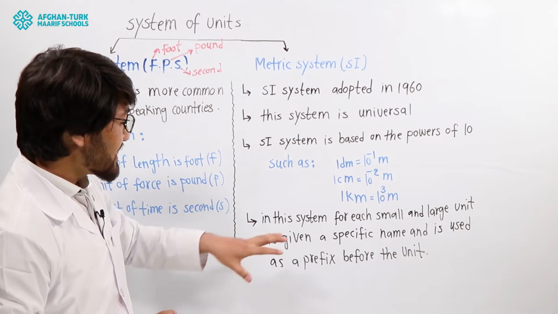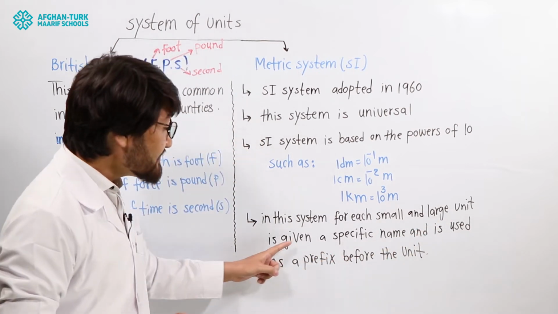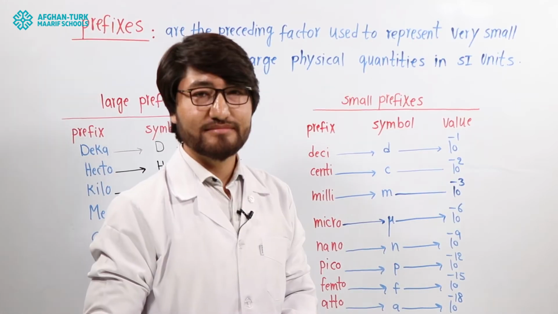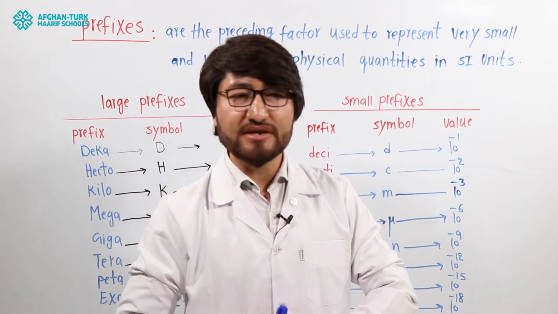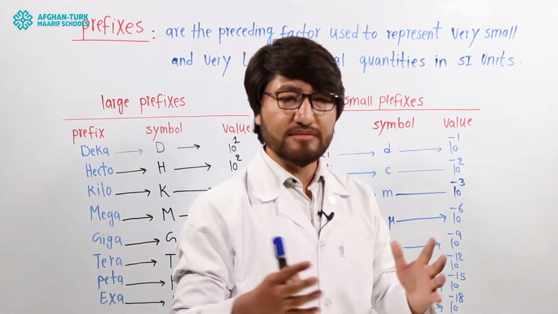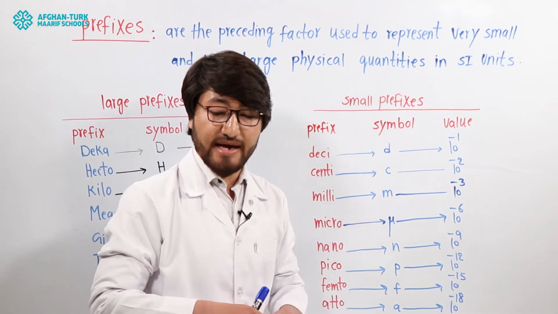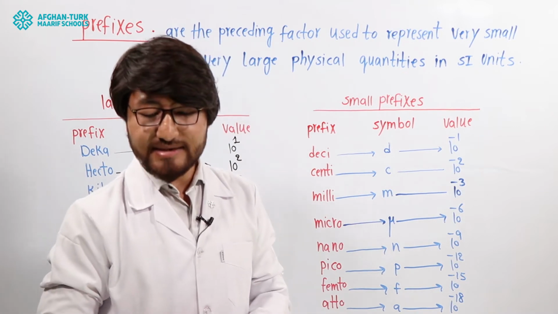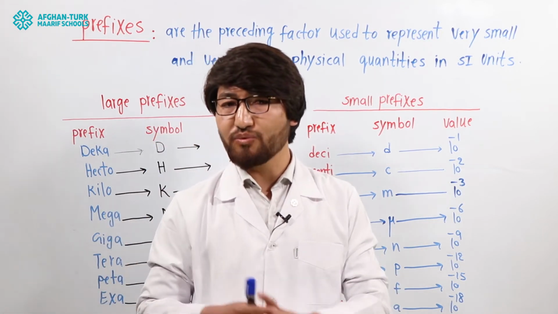Another benefit of the SI system is that each small and large unit is given a specific name, and it is used as a prefix before the units. Students, we have two systems of units, the British system and the SI system. The SI system is a universal system, which means all countries use it. And each small and large unit is given a specific name used as a prefix before the units.